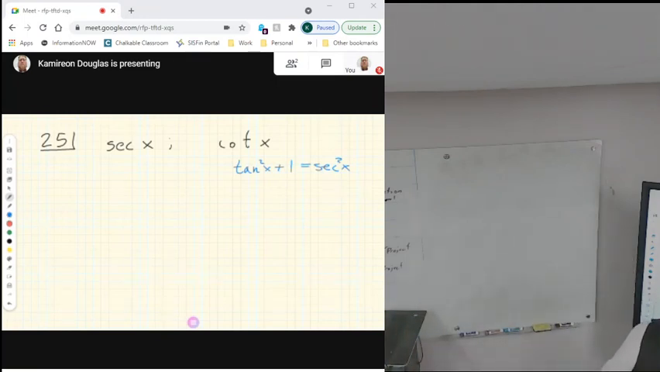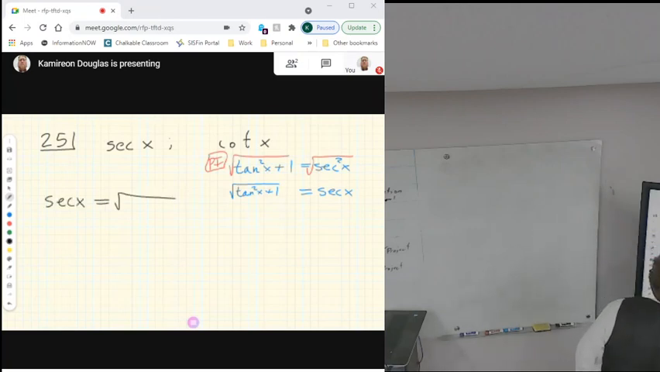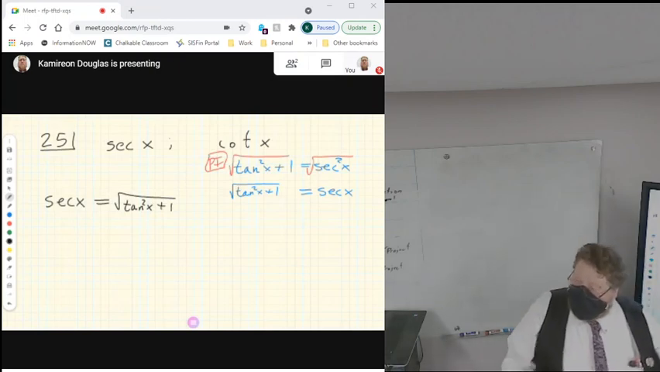So I'm going to modify this Pythagorean identity by taking the square root of both sides. When I do, I end up with secant of x by itself equal to the square root of tangent squared of x plus 1. Now I can make a change. My secant equation is equal to the square root of tangent squared of x plus 1. Now this is not cotangent, but it's close.